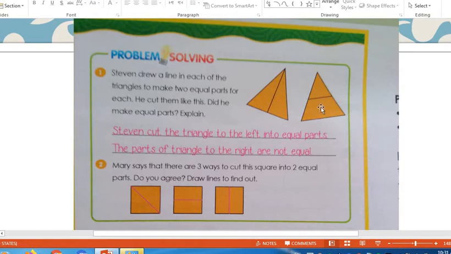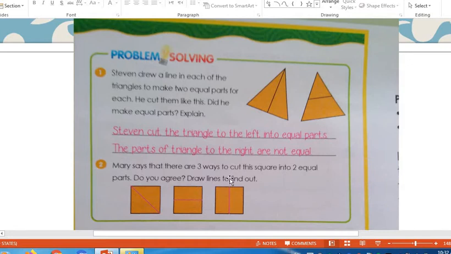Here in the second triangle, he cut it in what? They are not equal parts. So the parts here, as you see, they are not the same. Okay, so the first one he cut into 2 equal parts, but the second one is not divided into 2 equal parts. If I take this piece, like a slice of pizza, it's not equal to this one. It's unfair.